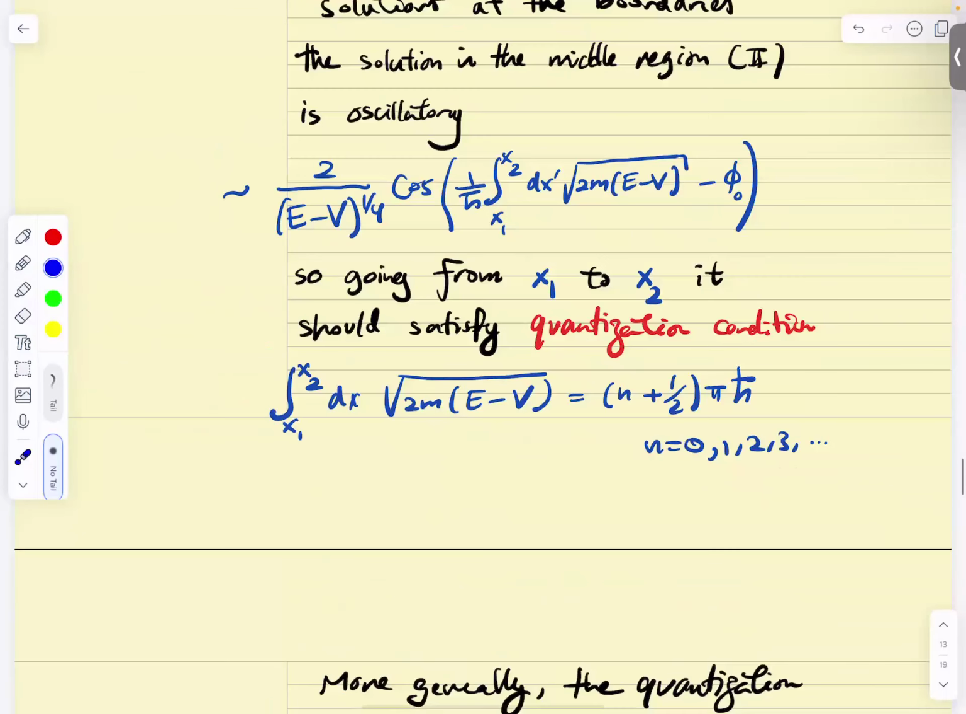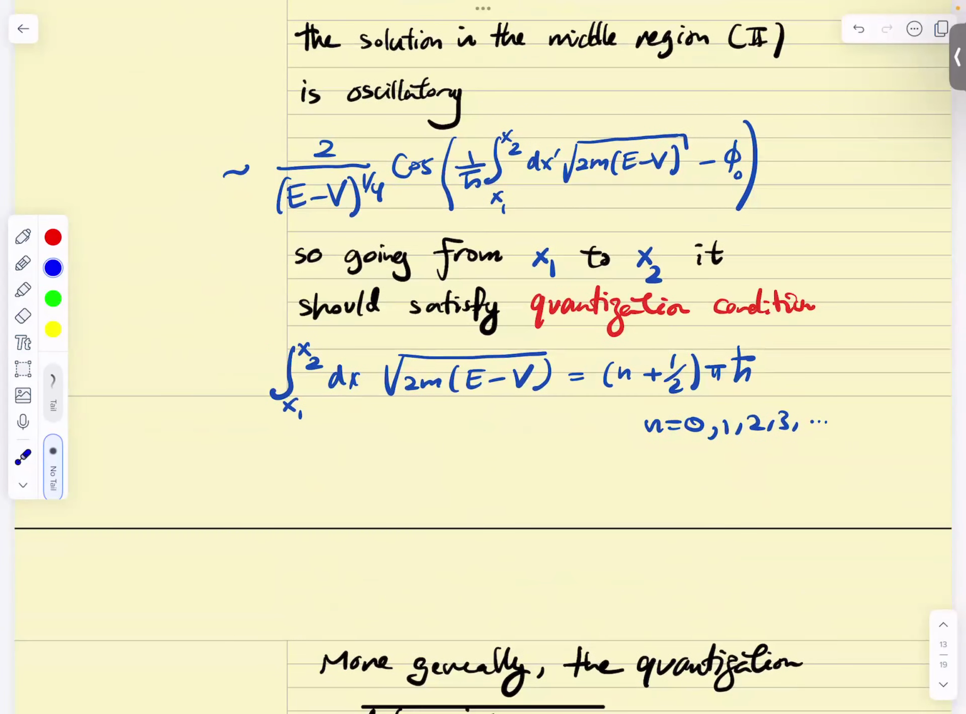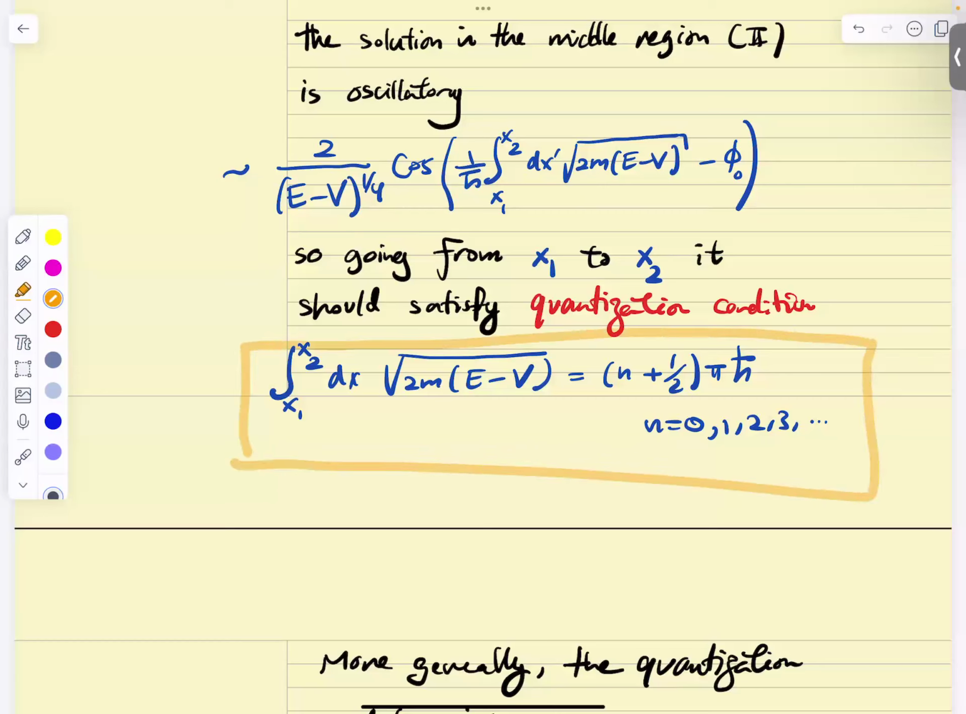So Sakurai goes through in more detail. Here's the condition you find: the integral from x1 to x2, dx in one dimension, of the square root of 2m(E minus V) has to be (n plus a half) pi h bar. So this half must be there. I didn't have time to argue for it. You have to actually solve the equations to see where the half comes from.